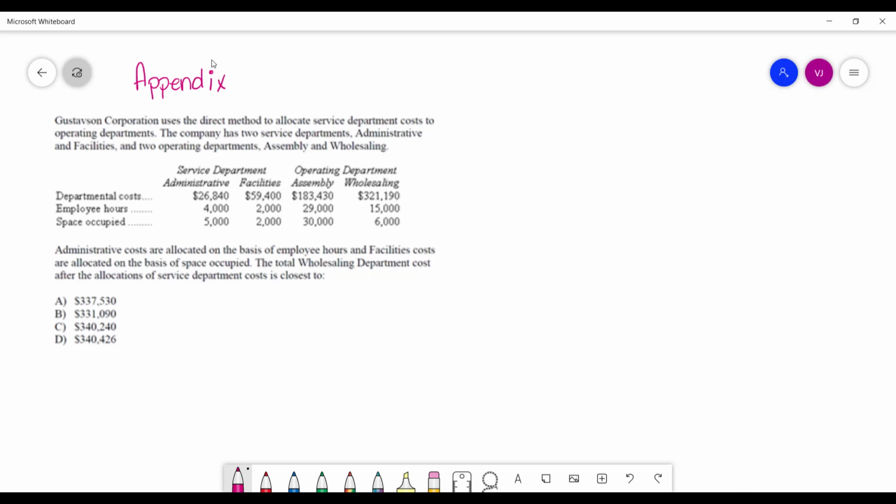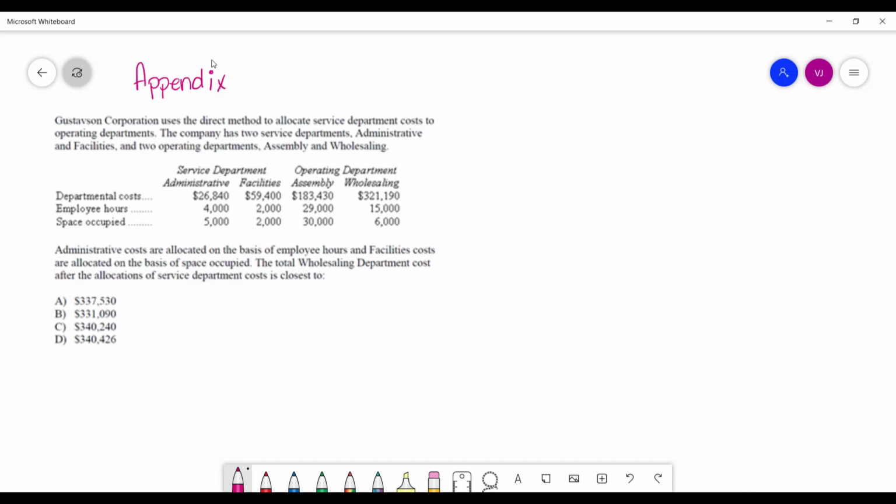The first method that we're going to be looking at is the direct method, and I have an example problem here. Remember, service departments support the operating departments, so the costs of the service departments essentially become costs of the operating departments. Eventually these costs get dumped into the operating departments' costs. Why do we have these service departments? To support these operating departments.